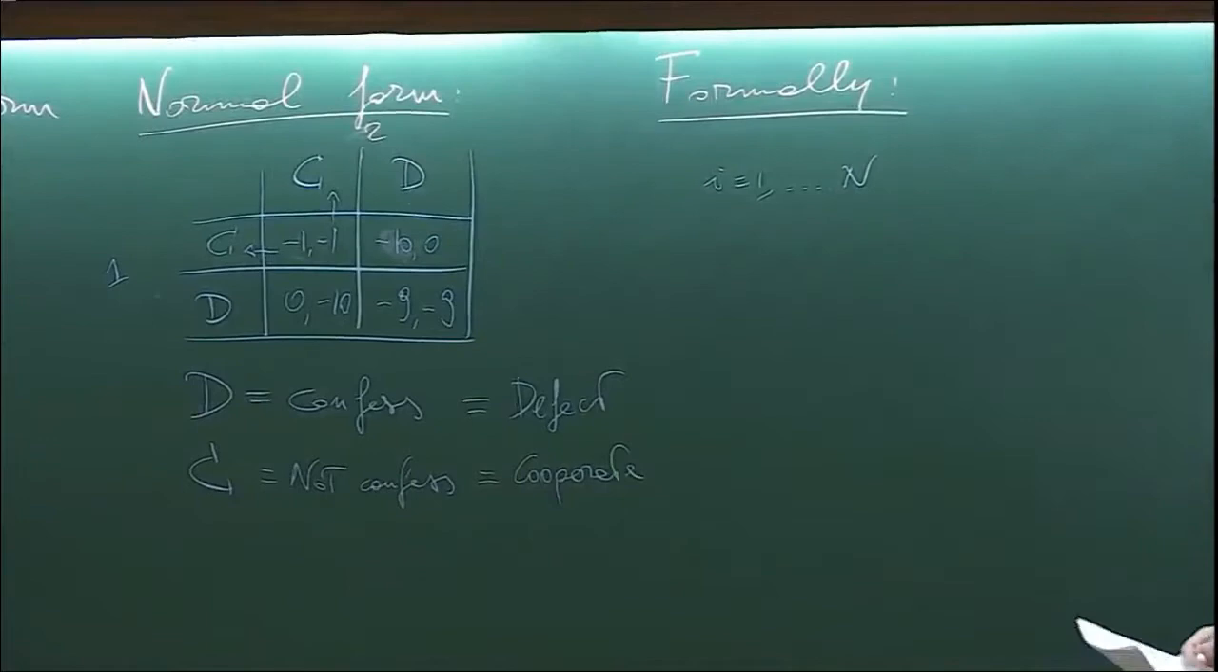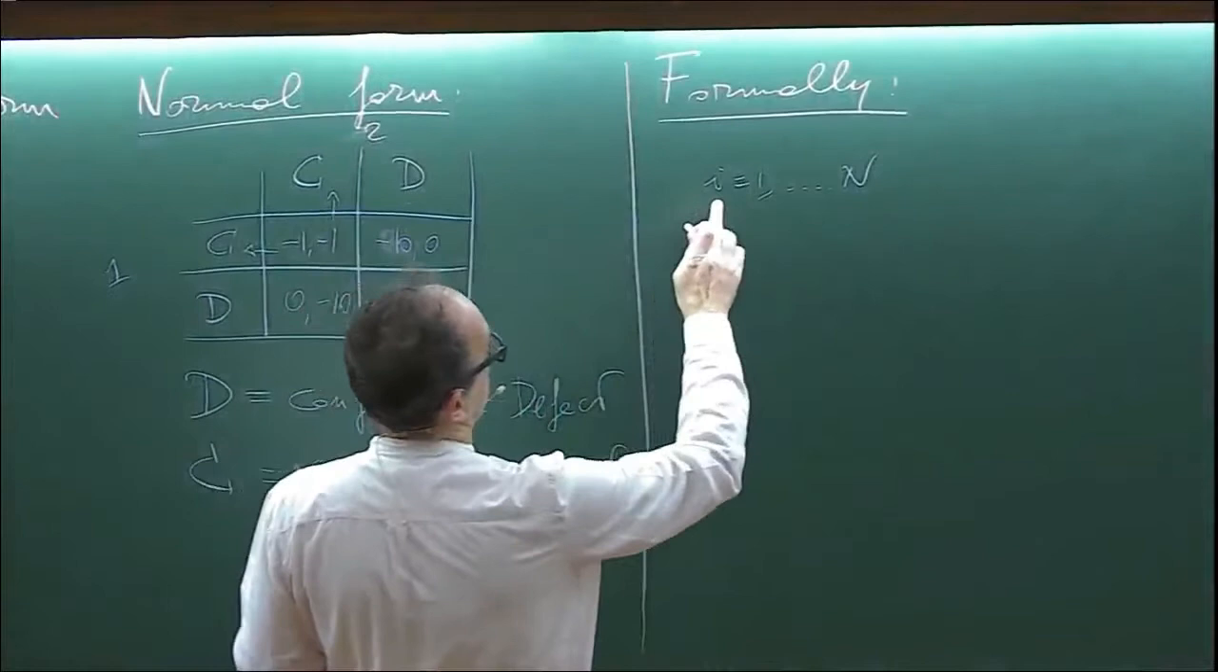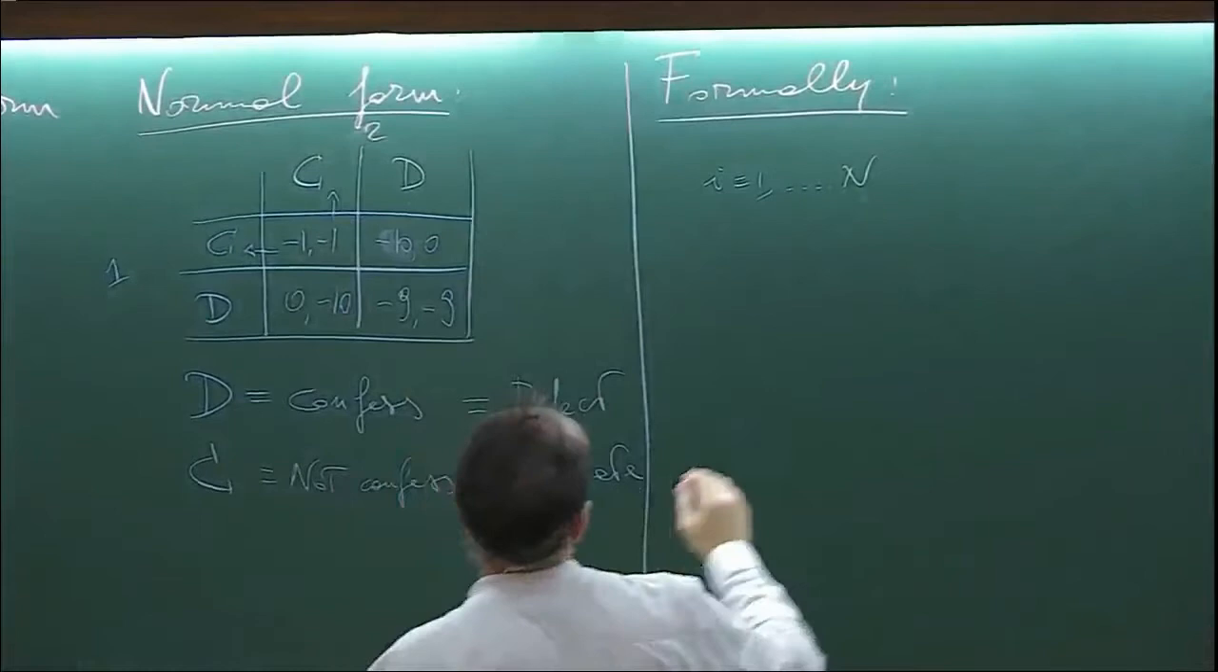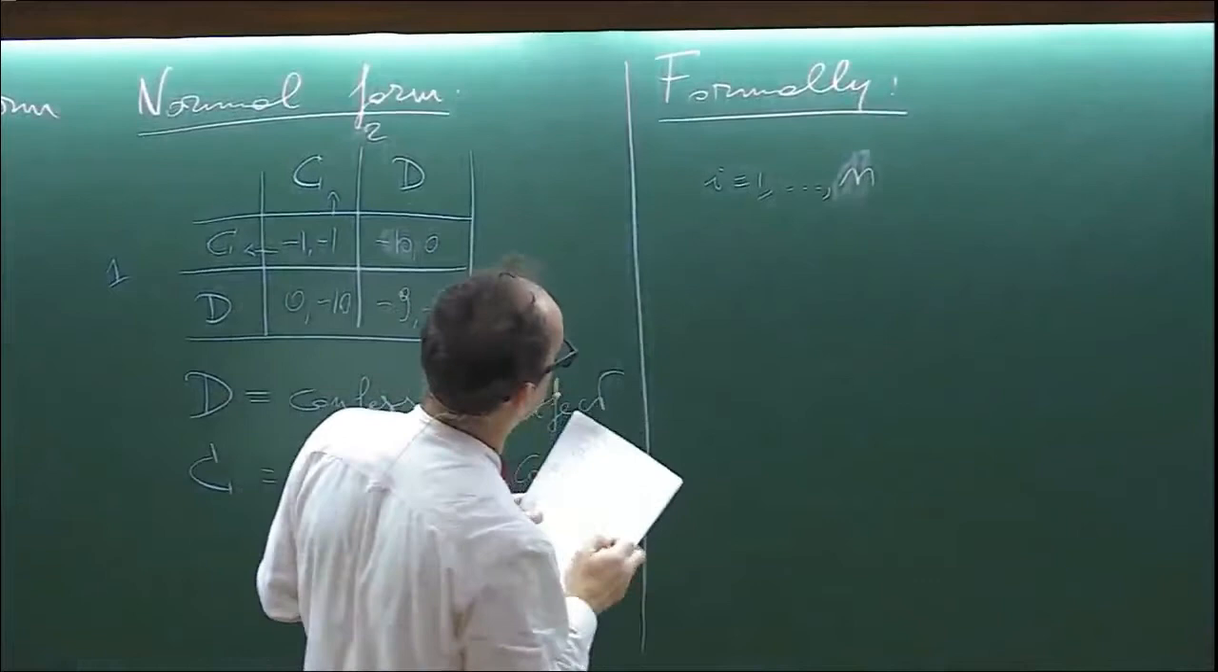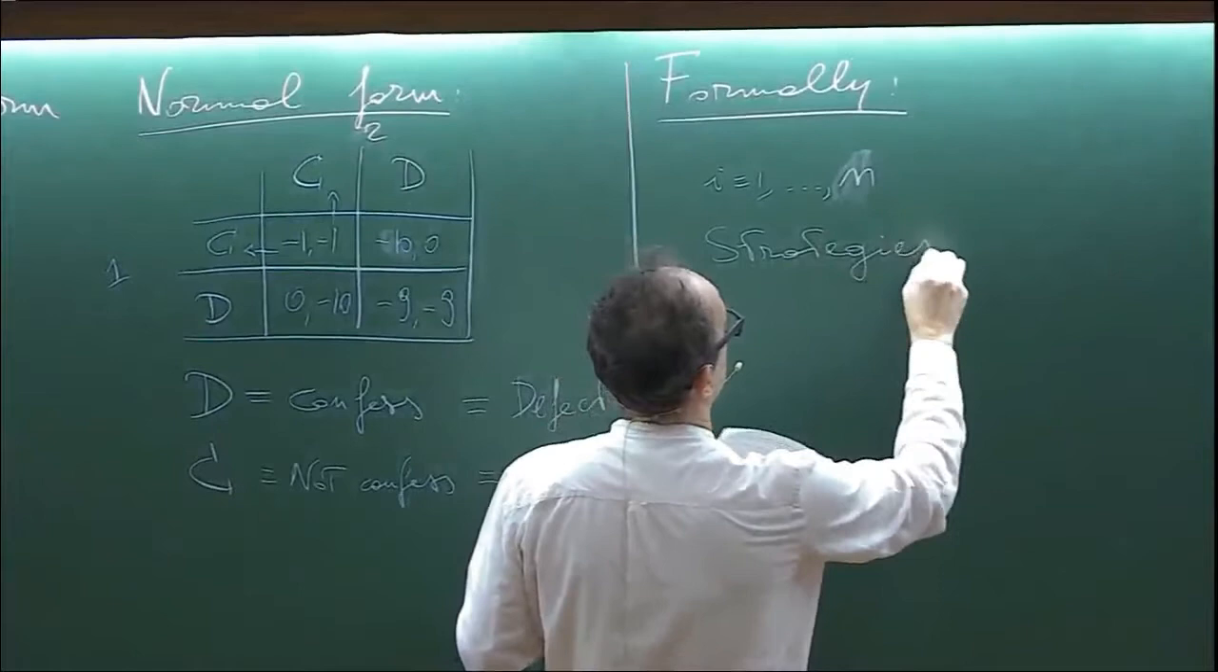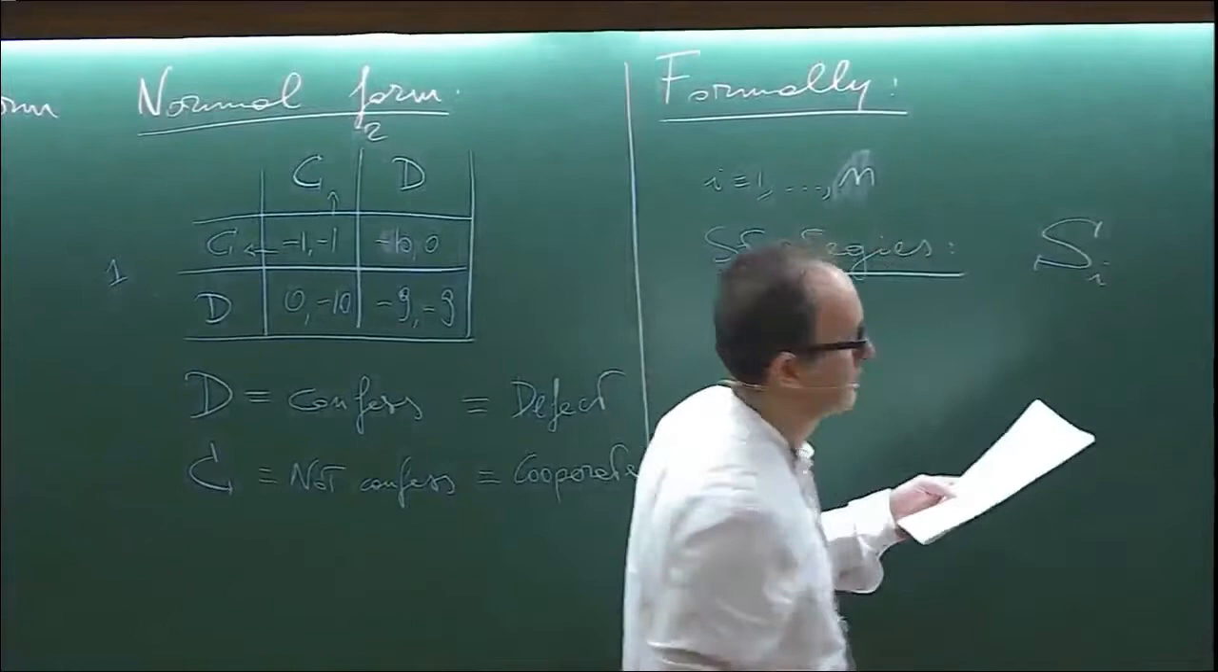Okay, so formally we have these players that we are going to label with i, and I use the small n. And then there are strategies, say there is a set of strategies for each player.